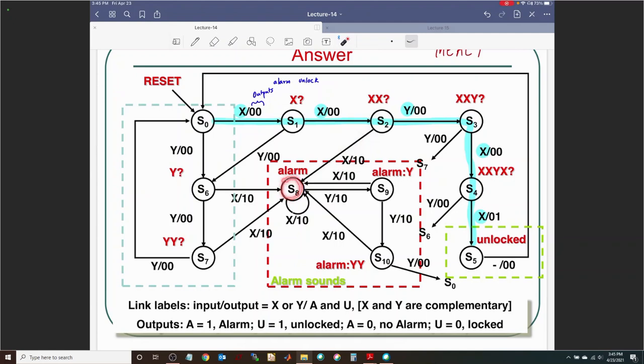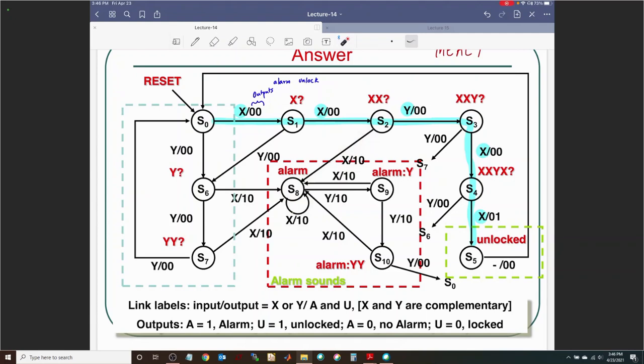Now, some bad users might think that I will just spam press X and I may get out. What happens then? Well, if you keep pressing X, in a moment of panicking, you will stay in S8 and the alarm will keep going off while it doesn't get unlocked. However, you can panic and spam Y.